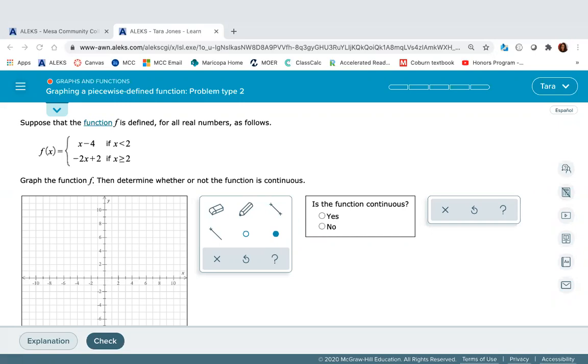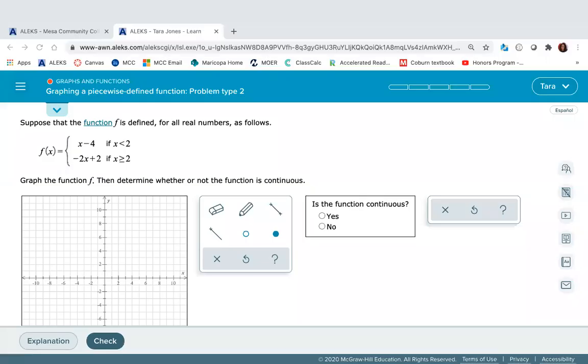Hi everyone. The purpose of this video is to help you with graphing piecewise functions and then also to show you how to do this on Aleks. So we're given this piecewise function and it has two pieces. And what I recommend you doing is to get a piece of graph paper and actually graph this out on paper first by hand before you try to transfer your graph onto Aleks.